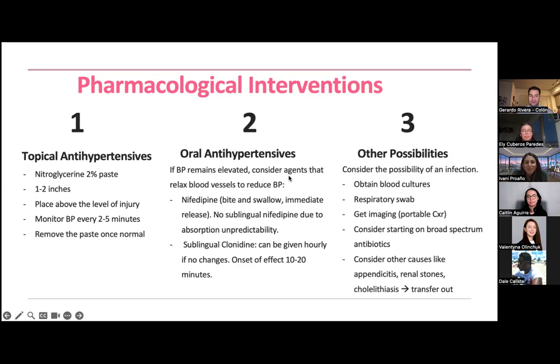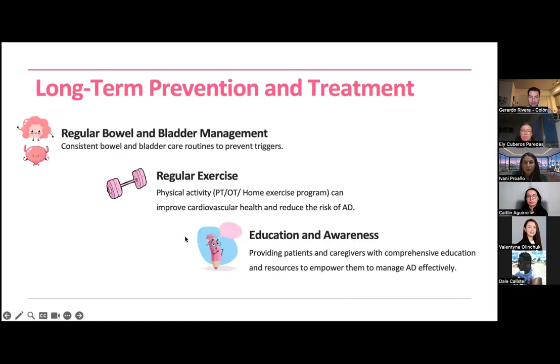And as other possibilities, you can consider the possibility of an infection. So you can obtain blood cultures, a respiratory swab, get imaging like a portable chest X-ray, and consider starting a patient on broad spectrum antibiotics if you suspect an infection. And consider other causes, something that the patient would not be able to tell you and that you would not be able to see on the surface, like appendicitis or renal stones and cholelithiasis. In that case, you would want to consider transferring them out to an acute care hospital.